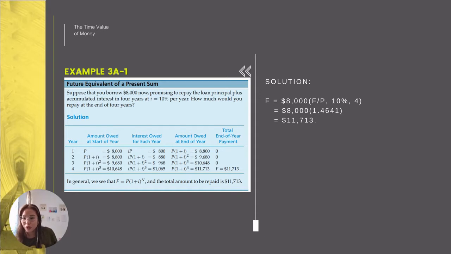We have a future equivalent of a present sum. Suppose that you borrow 8,000 now, that would be P, promising to pay the loan principal plus accumulated interest in 4 years at 10 percent. Write down everything that is given. So N is equal to 4 years and I is 10%. For clearer solutions, you have to write everything in the first place. At the start of the problem, write down all the givens. And then, how much would you repay at the end of 4 years?